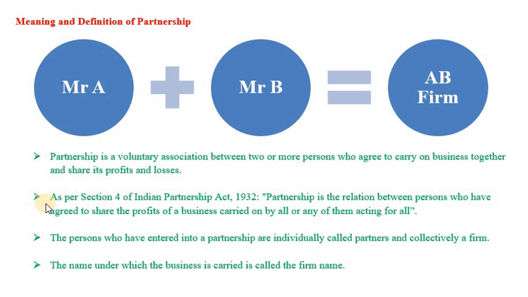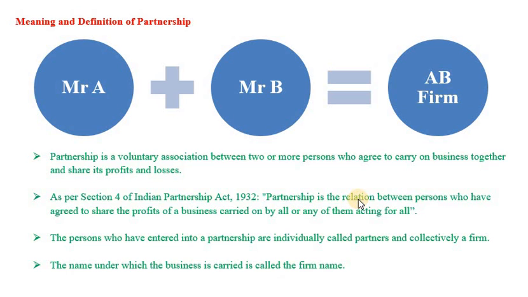Now let us read point number 2. As per section 4 of the Indian Partnership Act 1932, partnership is a relation between persons who have agreed to share profits of the business carried on by all or any of them acting for all. There is something known as section 4. There is something known as Indian Partnership Act 1932. Under that, there is section 4. What is section 4 saying? Section 4 is defining partnership.